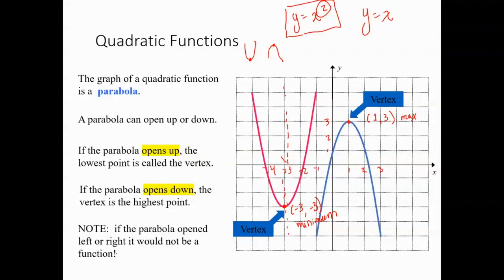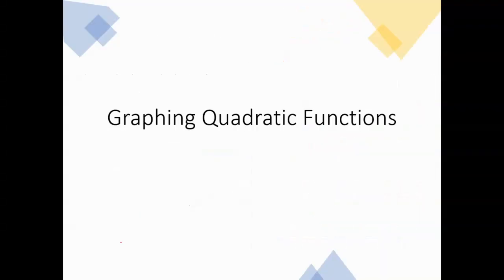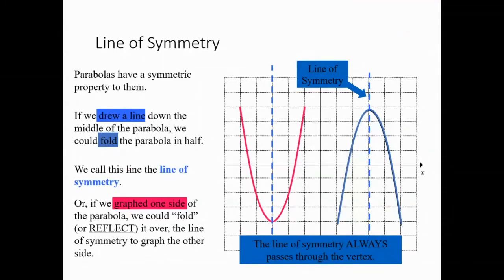And if a parabola opened left or right, it would not be a function. But we're not going to look at that today. We're just going to specifically focus on graphing quadratic equations. So parabolas have a symmetric property to them, and that's what I just talked about. When we draw this line of symmetry, just like I did in the last example, except I drew a terrible line, we can draw the line down the middle of the parabola and fold it in half. And if we did that, it would be symmetric.